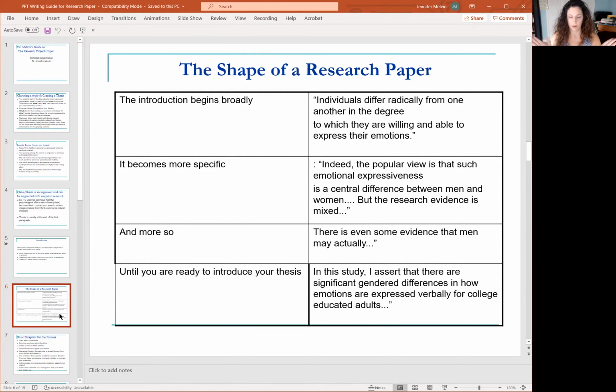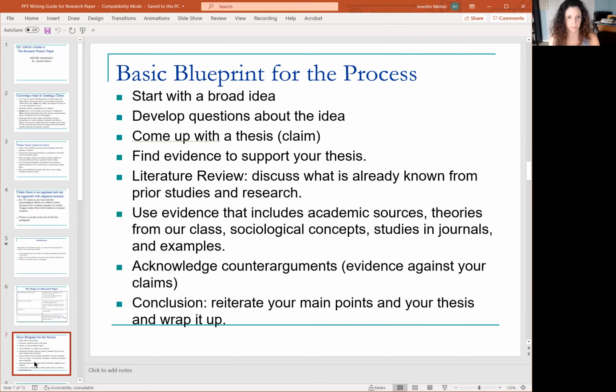Starting broadly and going much more specific. It kind of looks like this. And that's crazy. But the top is the broad topic, and down here where my elbows are, that's your topic, okay? That's your problem that you're studying. So here's the basic blueprint for the process for the paper for this class. You're going to start with a broad idea.